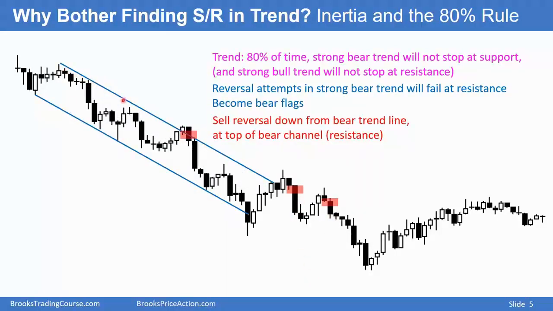Traders draw trend lines and they look to sell reversals down from the trend line, betting that the trend reversal attempts up will fail and that each bull reversal attempt will become a bear flag and the bear trend will resume.